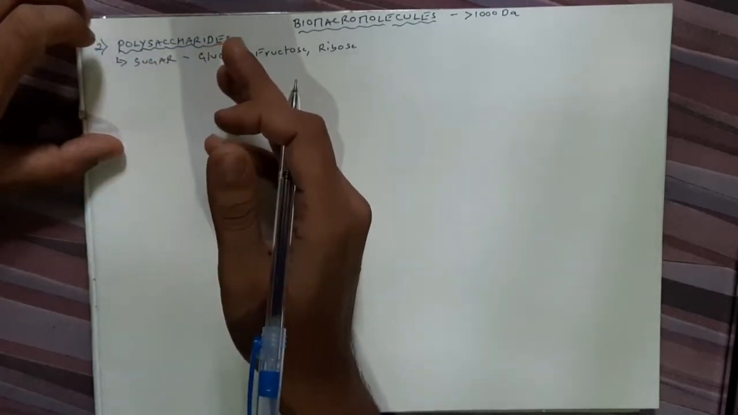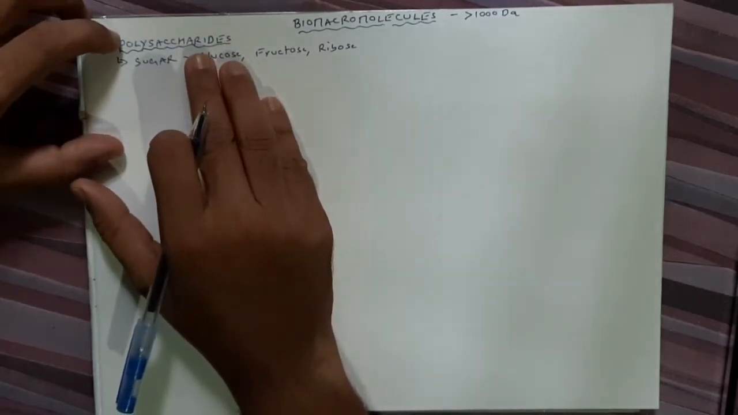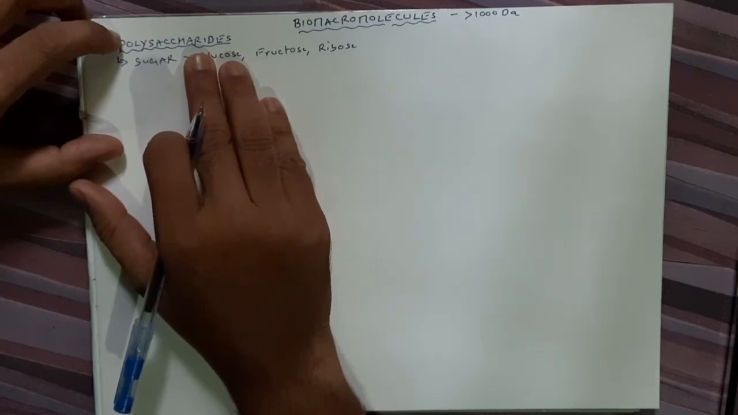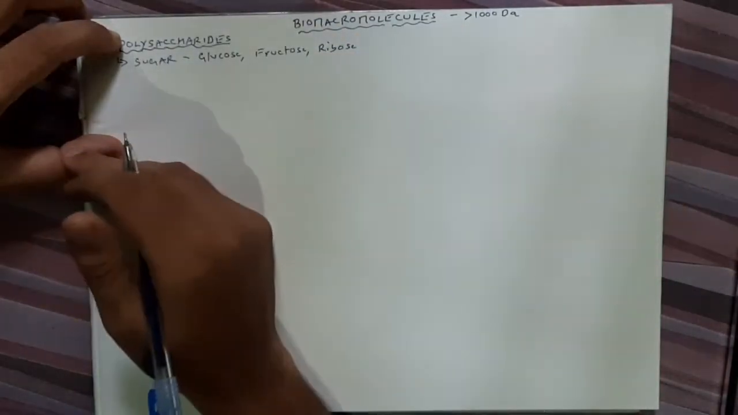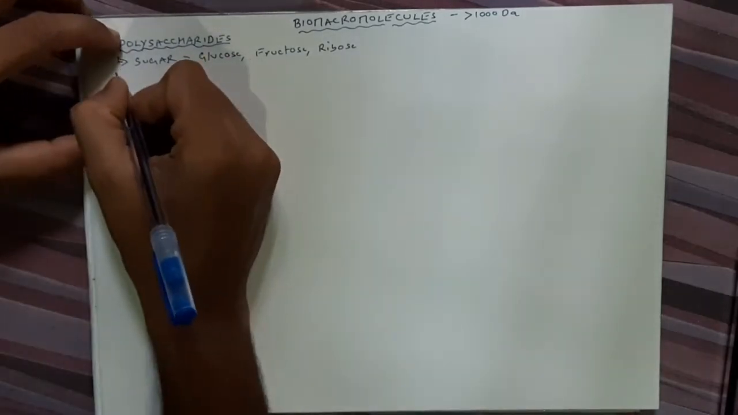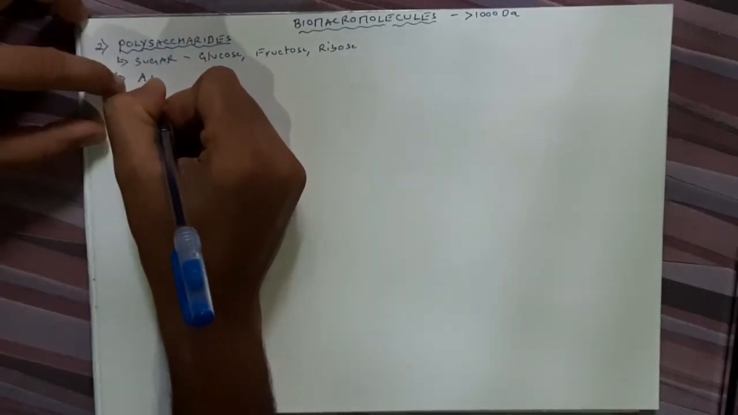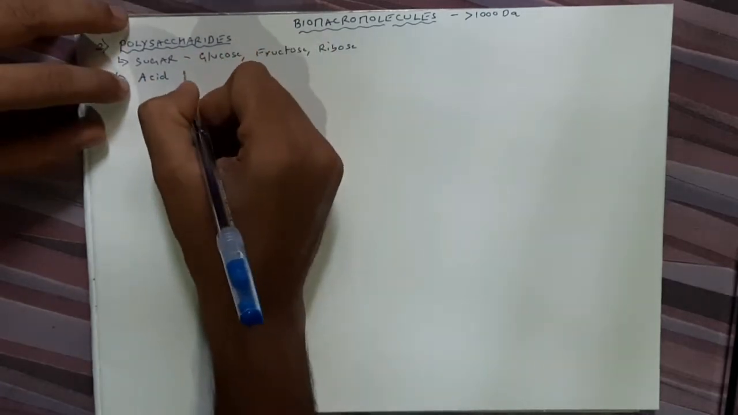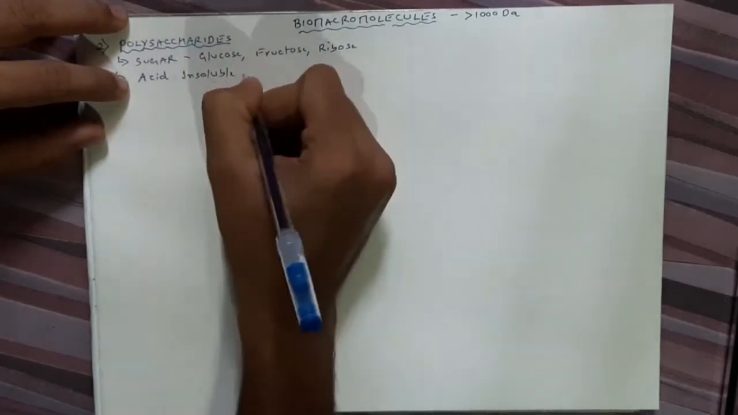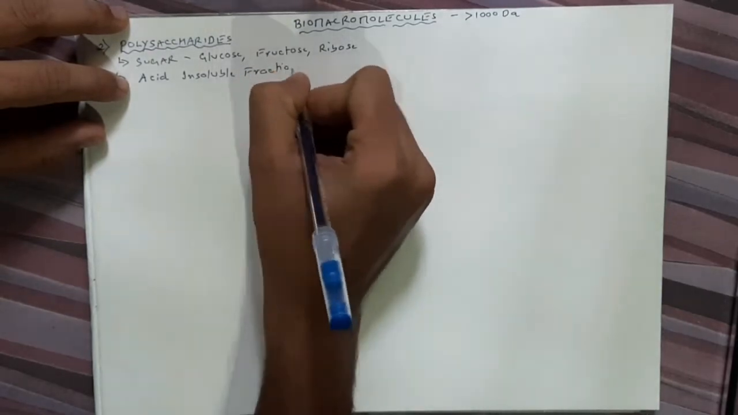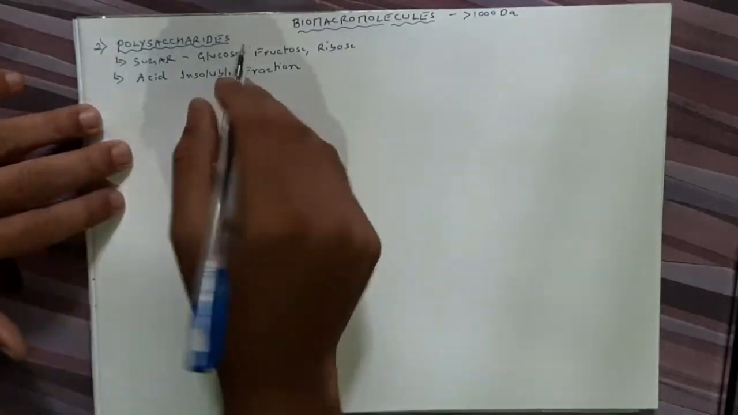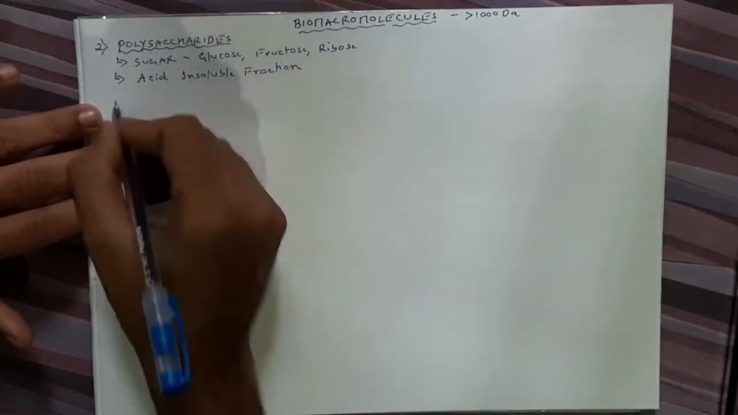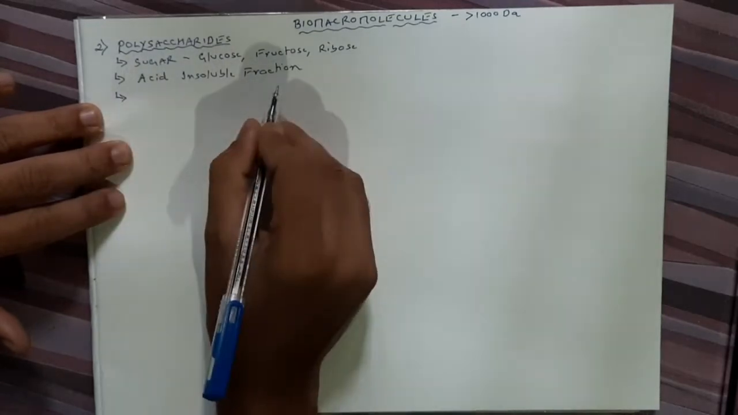Poly means many. So this particular carbohydrate is made up of many individual sugar units, like glucose, glucose, glucose, glucose, glucose, or glucose, fructose, like that. Got it? So that is polysaccharide. Now a very important point: where do you see them? It is found in the acid insoluble fraction. I hope you can make out my handwriting here. It's very difficult to get a proper grip and position while writing.